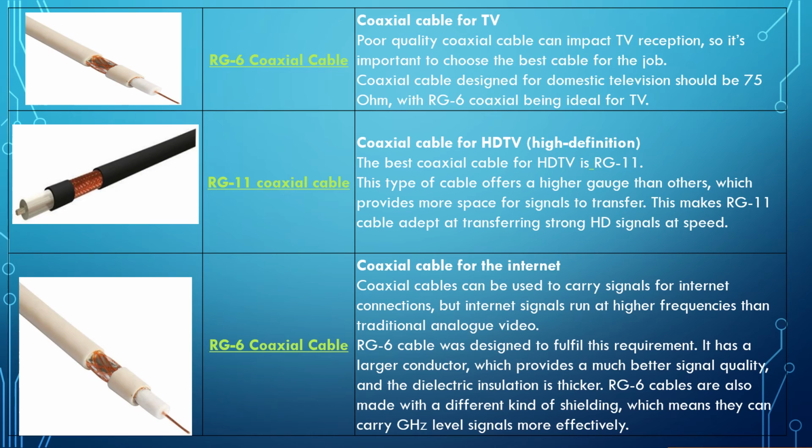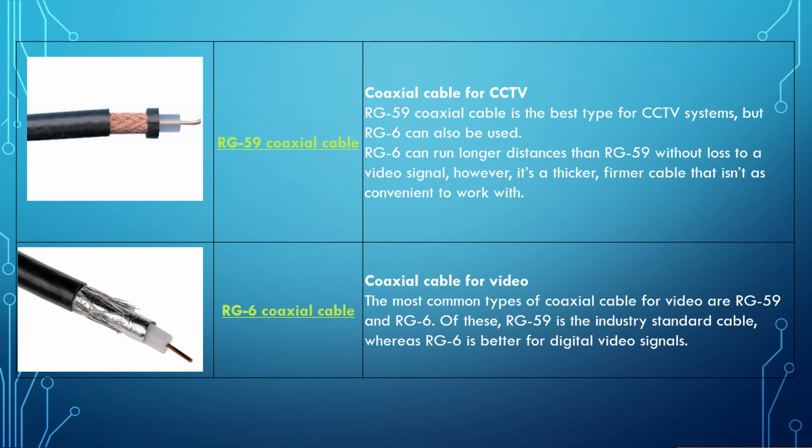RG6 coaxial cable is the coaxial cable for TV. The RG11 coaxial cable is the coaxial cable for HD TV. RG6 coaxial cable is the coaxial cable for the internet. RG59 is the coaxial cable for CCTV, and RG6 is the coaxial cable for video.